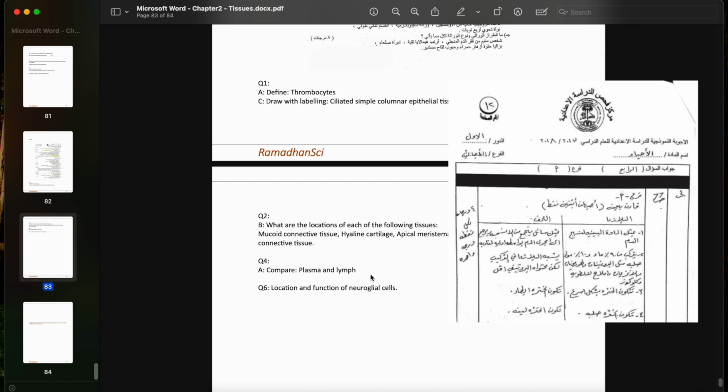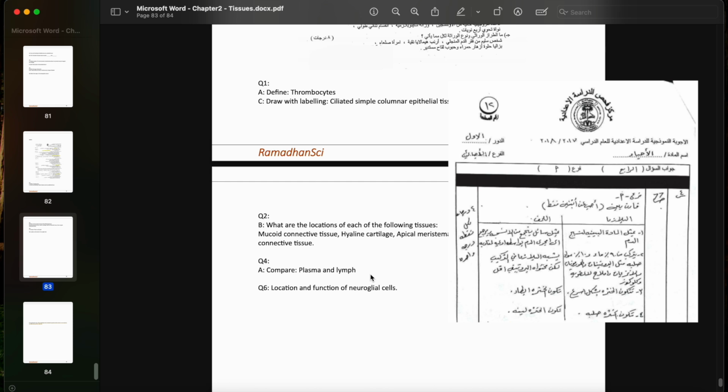We said that plasma is composed of 90% water, and the remaining 10% consists of solid substances like proteins, hormones, enzymes, inorganic salts, glucose, etc. Meanwhile, the lymph components are similar to plasma, except that it has a lower protein content. That's what we're going to write down in the paper.